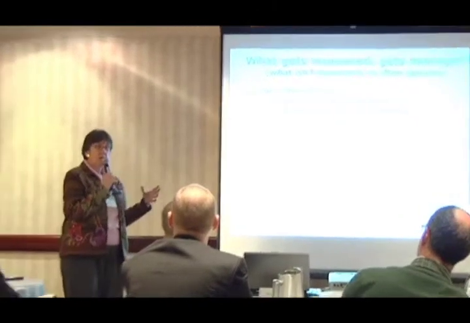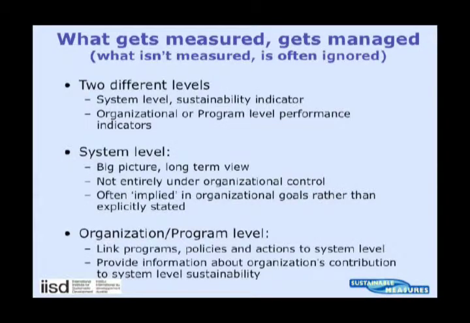Okay, so we need to think about what's the big picture, but who's really doing something about it, and who needs to do something about it. And to do that, you need to have 2 levels of indicator. We need to have these system level indicators that tell us what's the long-term big picture. But you also have to have organizational or program level indicators that say, what are we doing right now, this month, this year? What can we report on in a short term that tells us whether or not we're making that long-term progress? We say we have to reduce greenhouse gases by 80% by the year 2050.